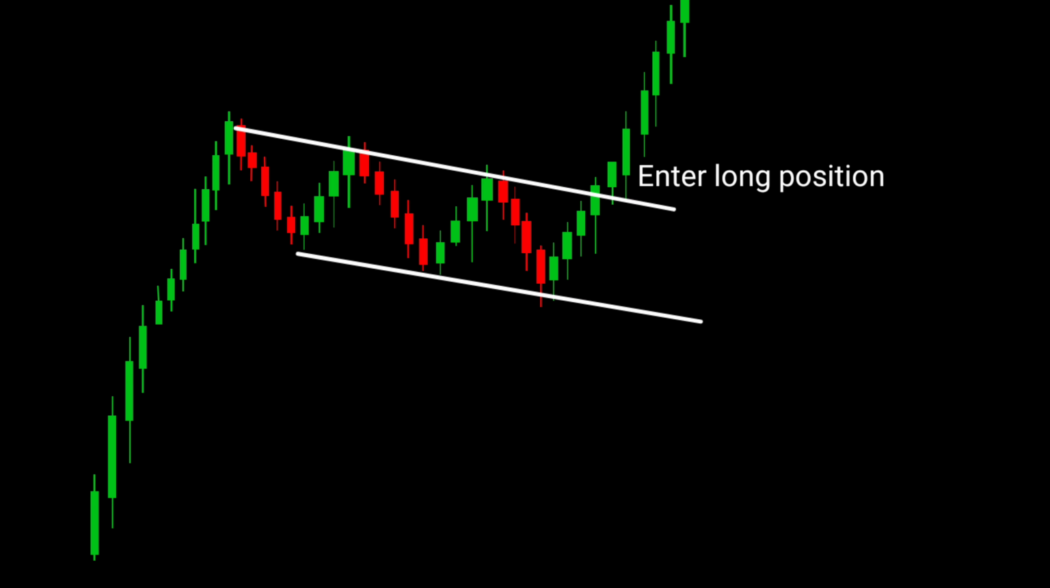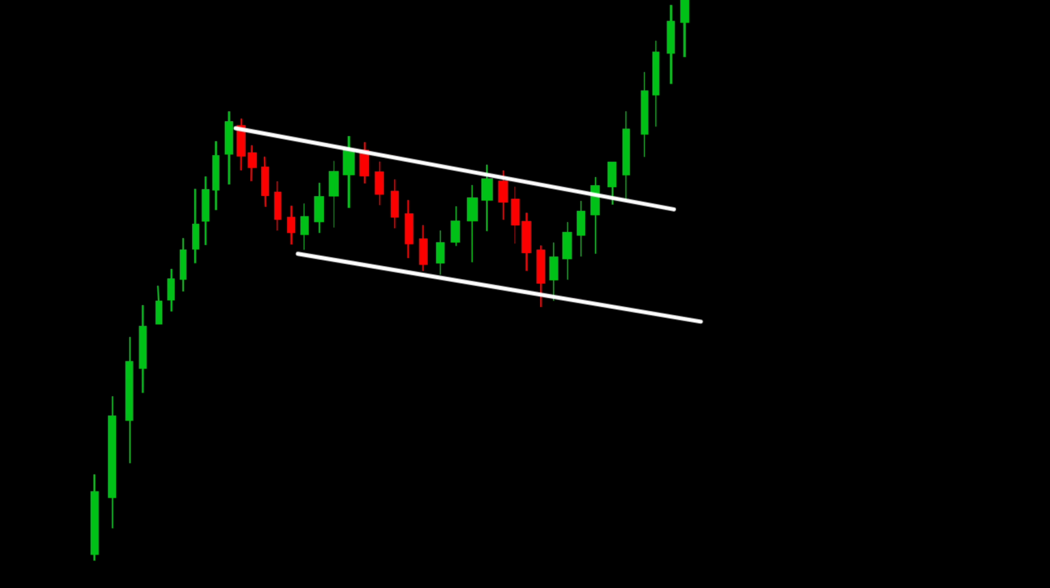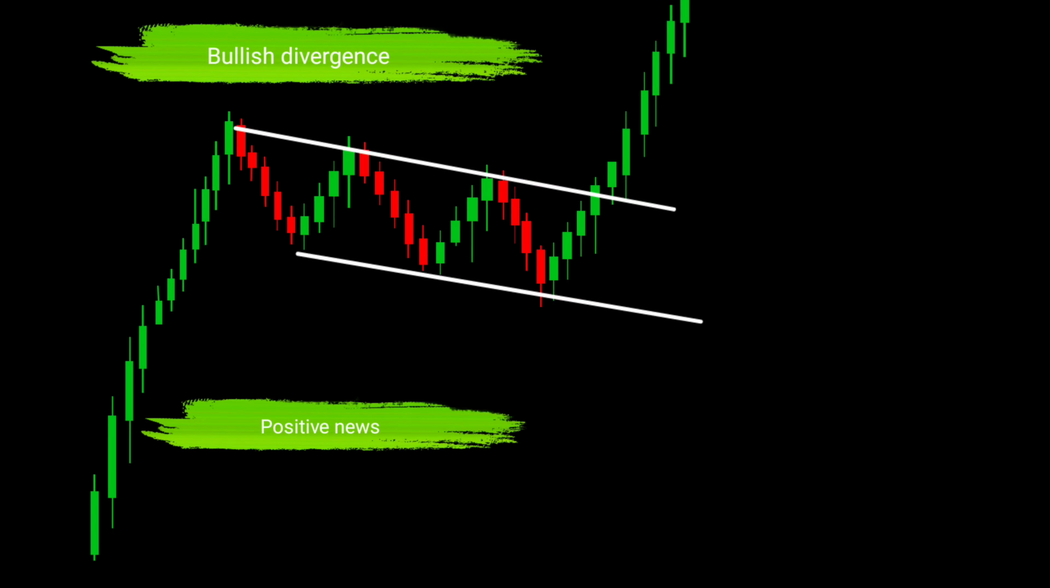To enhance the accuracy of trading this pattern, consider additional factors. Look for supporting signals such as bullish candlestick patterns, which can provide confirmation of a potential breakout. Additionally, watch for bullish divergence in momentum indicators, where the price shows a higher high while the indicator shows a lower high. Positive news catalysts can also strengthen the pattern's bullish bias and increase the probability of a successful trade.